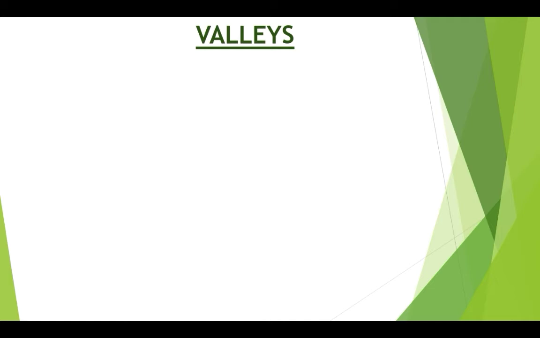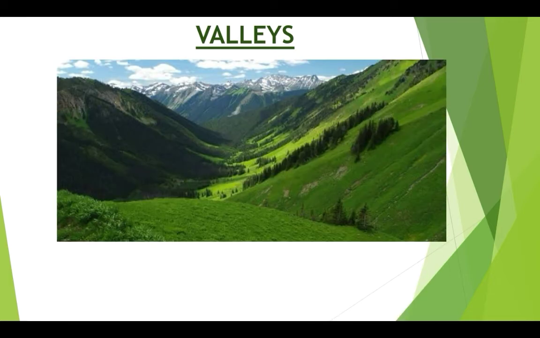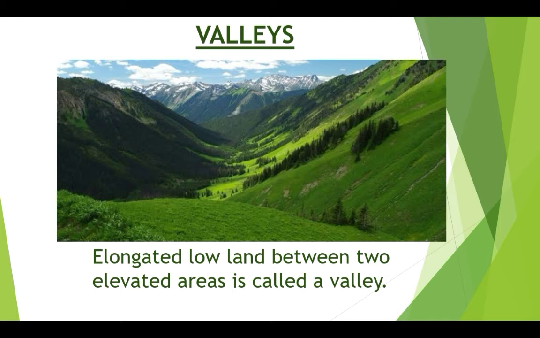Second feature is valleys. Elongated lowland between two elevated areas is called a valley. Valleys are also called the V-shaped valleys because these appear like the alphabet V.